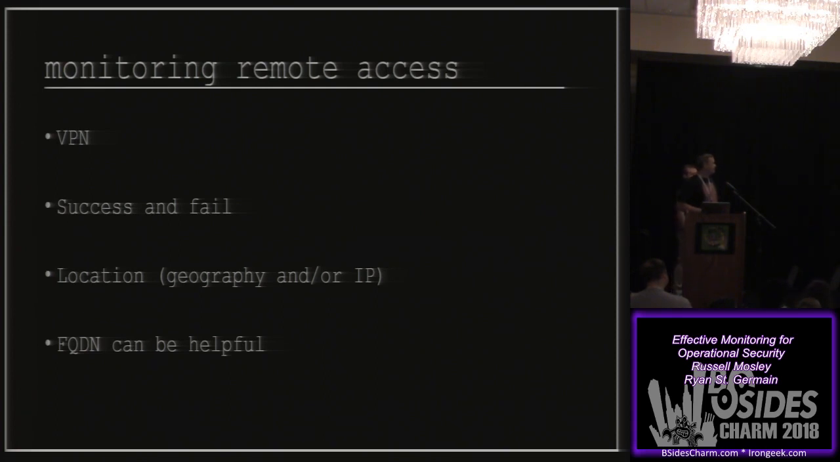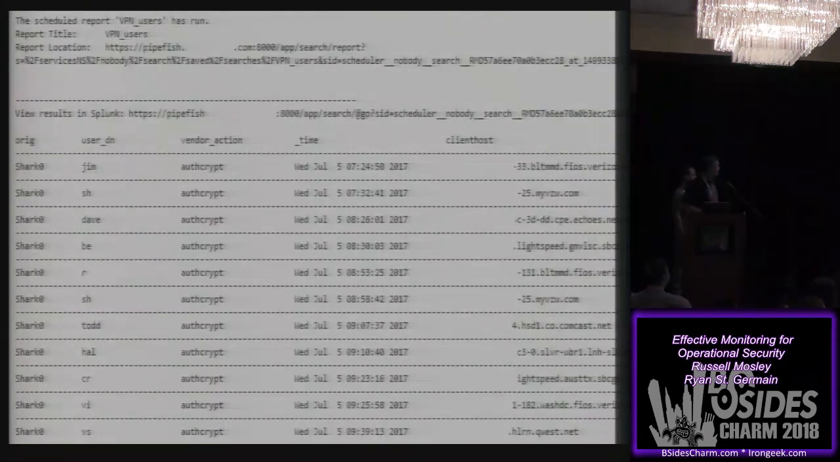And one of the things that we found is actually really useful is we sort of get a location piece of information in our daily tickets by doing a reverse lookup on the IP address that the user logged in from and putting that in the ticket. So we see the FQDN, or fully qualified domain name, in the ticket. And this is what that looks like.